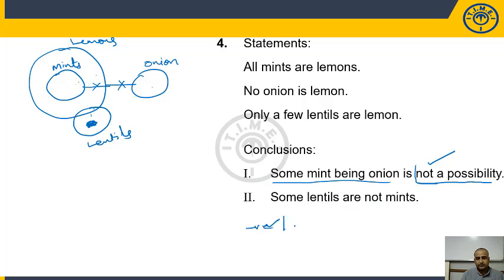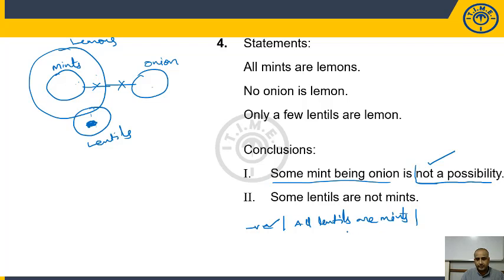So what is the alternate diagram for that? All lentils are mints. So can you place all these lentils within the mints? No. Because some part of the lentils should be outside the lemons. When you try to place lentils within the mints, lentils will come within the lemons. But some part of the lentil should be outside the lemons, which is not possible.